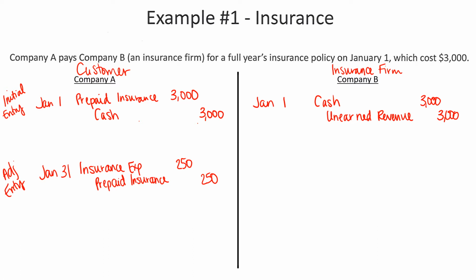Then on the insurance firm side, when they prepare their adjusting entries at the end of the month, they will now have earned 1 month of revenue. So they will recognize 1 month of revenue, and then there will still be 11 months of unearned revenue. So to reduce the amount in the unearned revenue account, they have to debit unearned revenue and now that they've earned some revenue, they can credit revenue. And again, that will be for the amount of 1 month's policy.